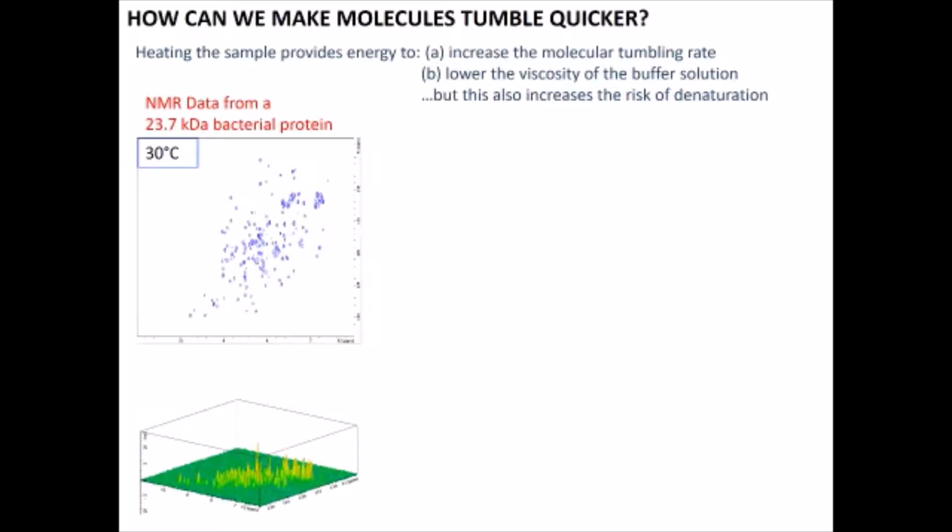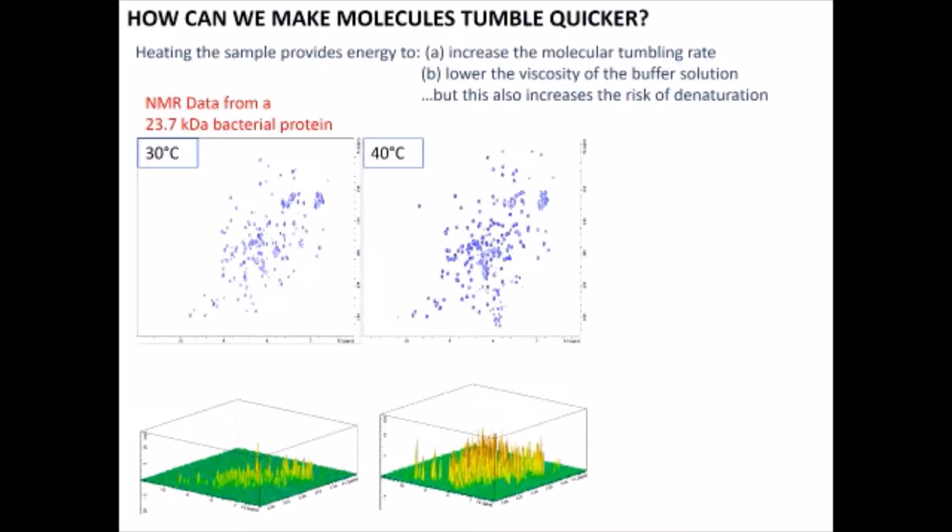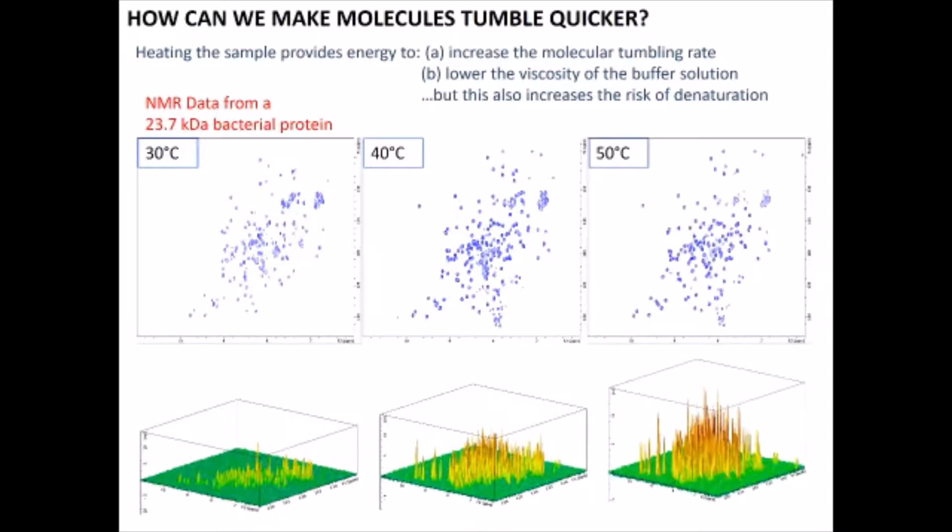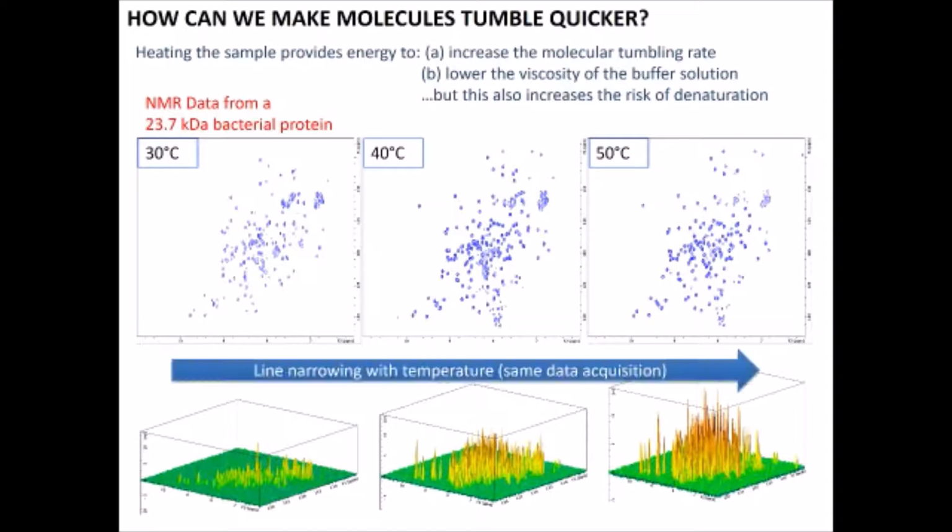So for example, this is NMR data from a bacterial protein at 30 degrees, at 40 degrees, and you can see the peaks are getting narrower, and at 50 degrees. So yes, the peaks are getting narrower with increasing temperature, with the same time and scan parameters, but you start getting peaks which show evidence of hydrolysis in the spectra at higher temperatures.